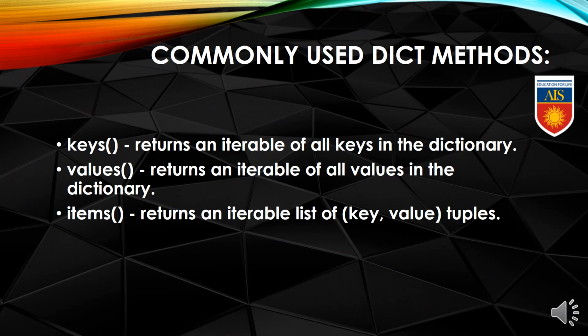Commonly used dictionary methods: keys returns an iterable of all keys in the dictionary. So the first method of a dictionary is keys. Next, values returns an iterable of all values in the dictionary. Next is items, it returns an iterable list of key and value.